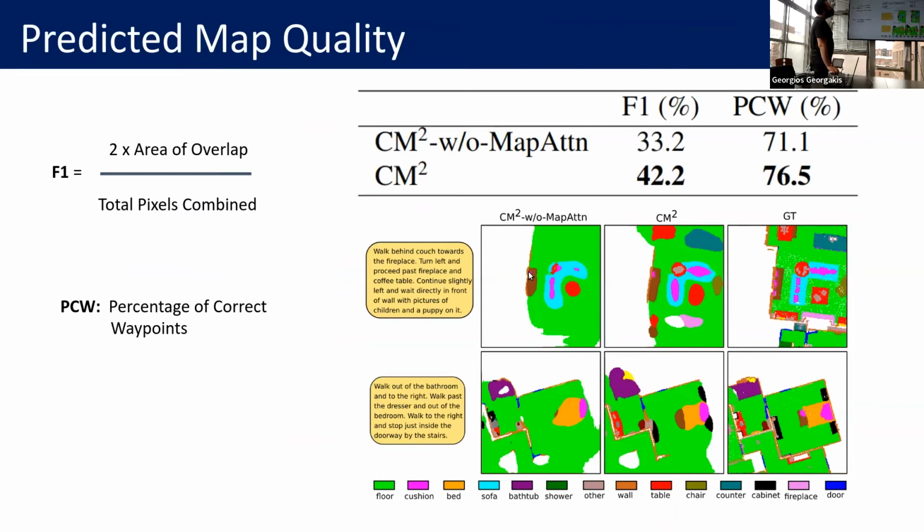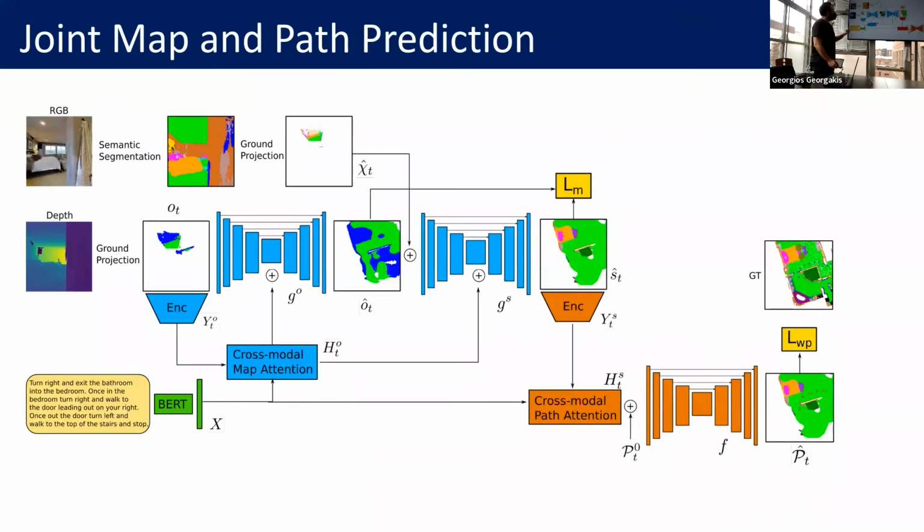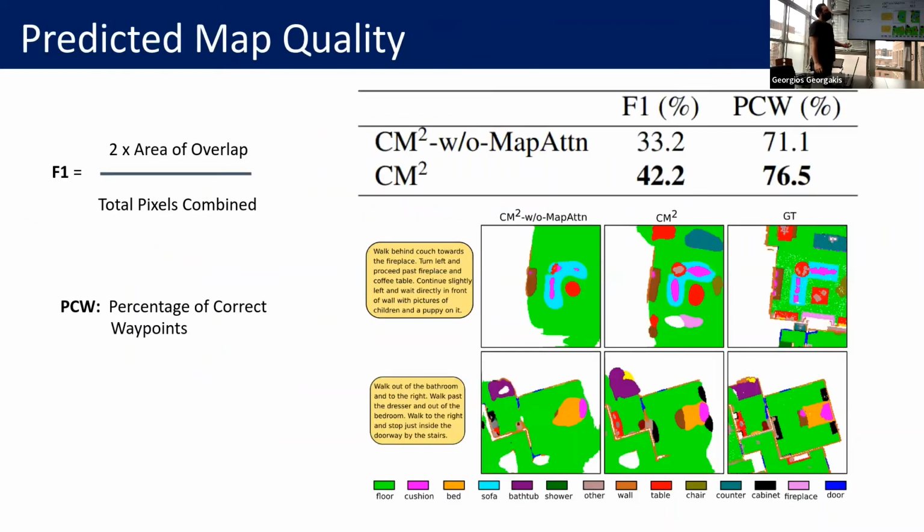Okay, so now the first thing that we tried was we wanted to see how well the map attention itself, meaning how well this particular model here, helps when predicting the maps and the path. Meaning when we incorporate the language into the map prediction, does it actually help? And the answer is yes. Here we see an increase both in the semantic segmentation part and the prediction of the path.